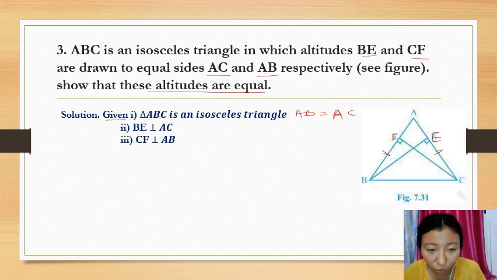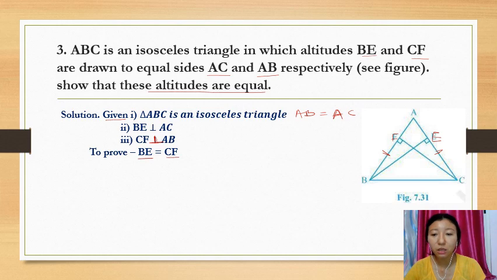So what we have to prove is that BE is equal to CF. BE is the altitude and CF is the altitude. All right, so to show triangles congruent we use the criteria of congruence, the three conditions, and then the corresponding sides are equal.